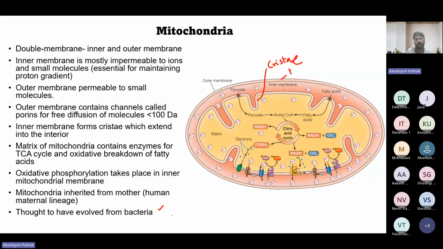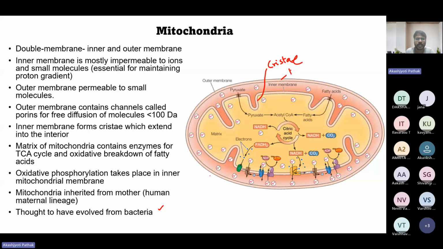It is thought that it has evolved from bacteria because it has its own genetic material. It has its own ribosome, right? The 55S ribosome is also present. So it is a semi-autonomous organelle. It can perform its own replication, and it can perform its own chemical reactions that allow it to survive. It can also generate its own energy. That is why it's called a semi-autonomous organelle.